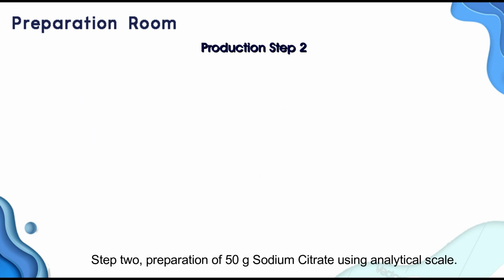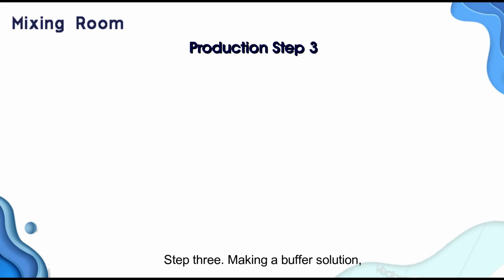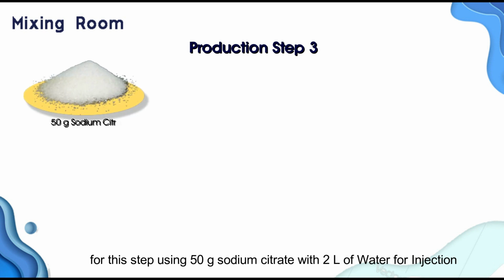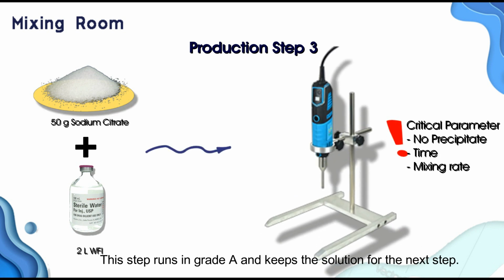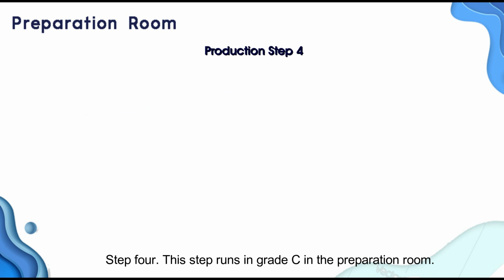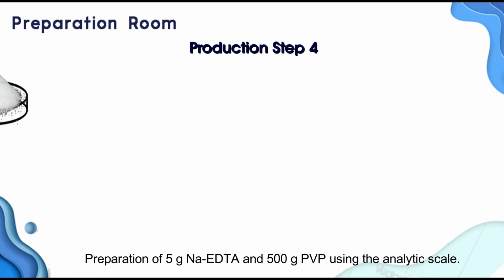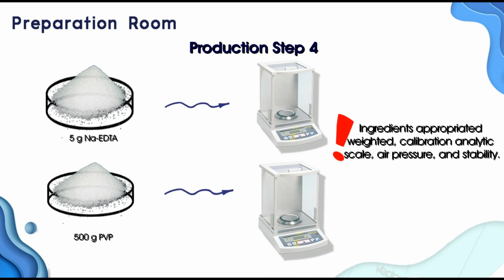Step 2. Preparation of 50 grams of sodium citrate using analytical scale. Step 3. Making buffer solution. For this step, we use 50 grams of sodium citrate with 2 liters of water for injection using a homogenizer machine. This step runs in Grade A and keeps the solution for the next step. Step 4. This step runs in Grade C in the preparation room. Prepare 5 grams of sodium EDTA and 500 grams of PVP using the analytical scale.